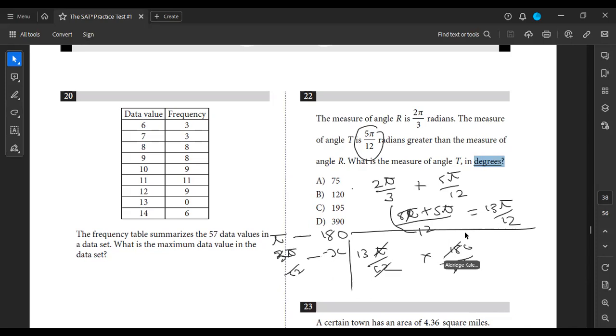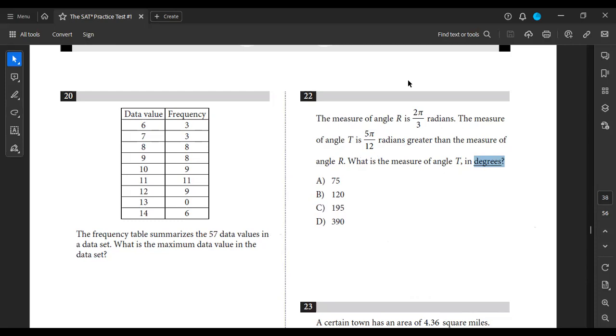12 into 18 is 1, remainder 6. 12 into 60 is 5. So 15, what's 15 times 13? Let's see, 15 times 13 is 195. So our answer is C. Is everyone okay with that? Yes, sir. But couldn't we do it another way where we could just transfer everything to degrees first? Yes, we can do that. Actually, let's do that if you want to.